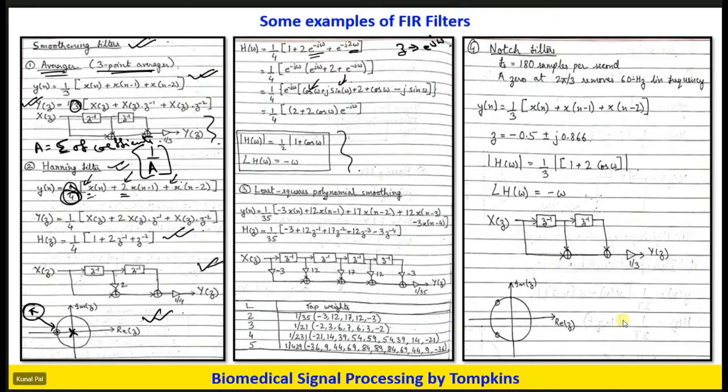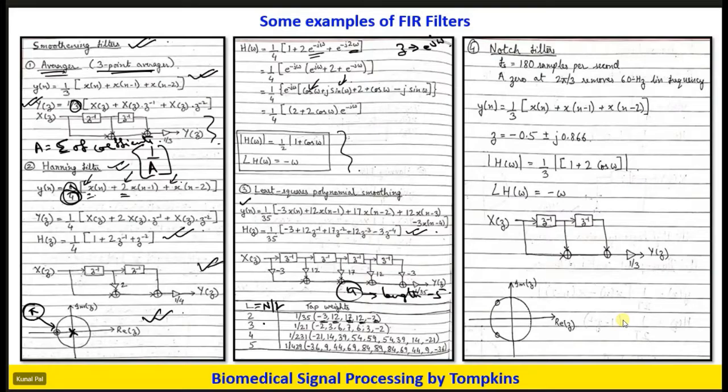The next filter is the least square polynomial smoothing filter, and it is given by y of n equals 1 by 35, with these coefficients, so it comes out to be something like this. Here, capital L is nothing but n by 2, where n is the order of the filter. If L is n by 2, then when L is 2, our n should be 4, and the length would be 5. So we have 5 coefficients.